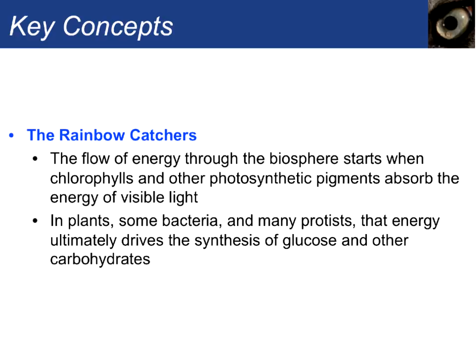So the flow of energy through the biosphere starts when chlorophylls and other photosynthetic pigments absorb the energy of visible light. So in plants, some bacteria, and many protists, this energy is what ultimately drives the synthesis of glucose and other carbohydrates that are used by almost all living organisms. So again, it's this conversion of light energy into chemical energy. It converts the energy in the photon into energy that's stored in carbohydrates.